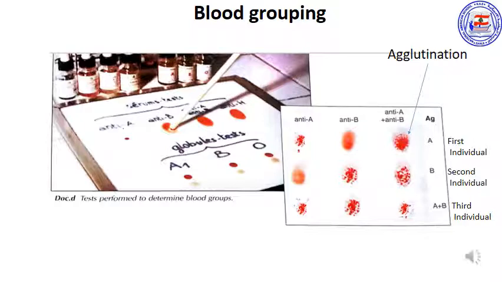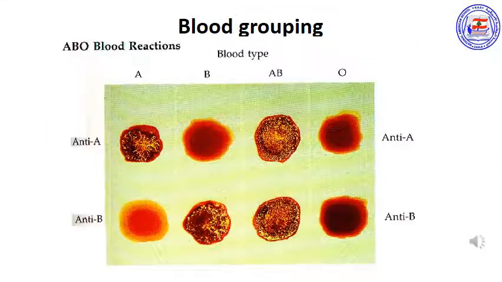The third individual shows agglutination with anti-A, then with anti-B, and of course with both anti-A and anti-B. So he has both antigens A and B. Then he is of blood group AB. While an individual of blood group O, for example, will not show any agglutination with anti-A and with anti-B. Here is another figure that makes things clear to you.